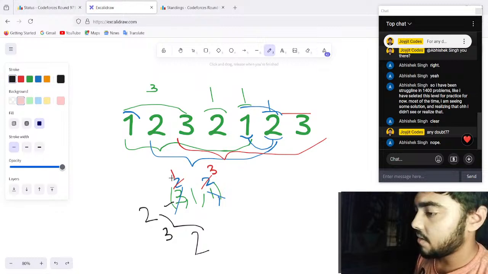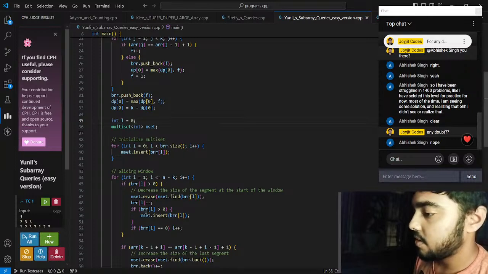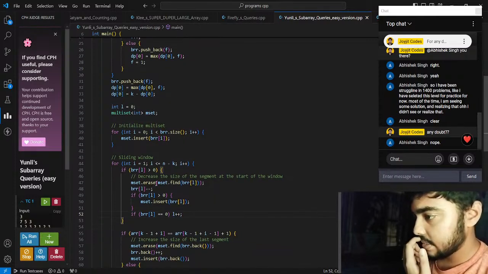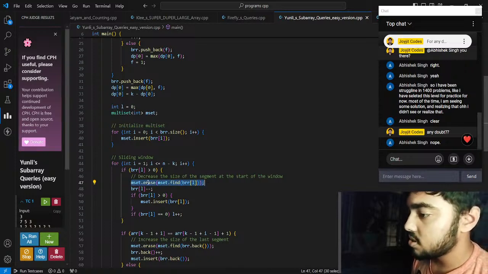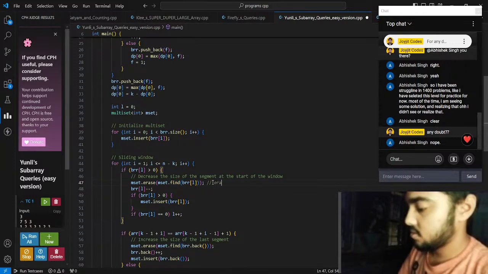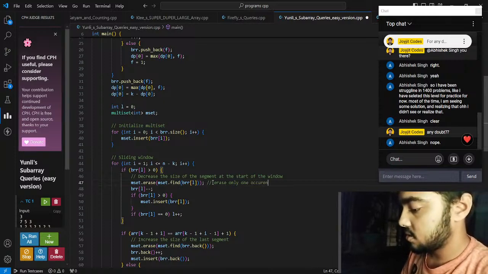Let's say at one position you find that this becomes 0. In that case you don't need to consider this, so you have to move on to the next position. That's the reason I have taken this l. Whenever I'm getting a 0, I can just move to the next position because I don't need to consider it. And this happens that we erase. Now I use erase with find, so that we erase only one occurrence.